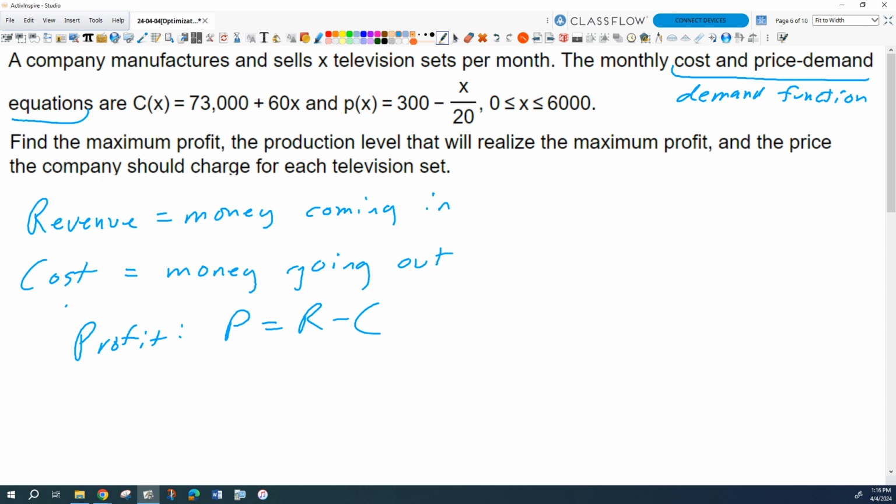Okay, so what is the revenue now? We've got to come up with a revenue equation. What's R? The revenue is the amount of money coming in, right? The price we're charging per item is this function, 300 minus X over 20, and then the number of items is X. In this case, the items are television sets that we're selling. So what's the revenue in terms of the price per item and the number we sell? Little p just stands for price per television set. How much money are we making?